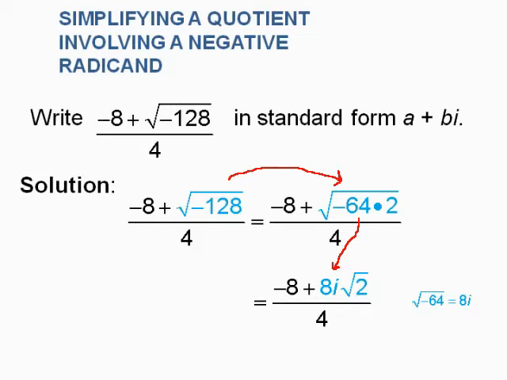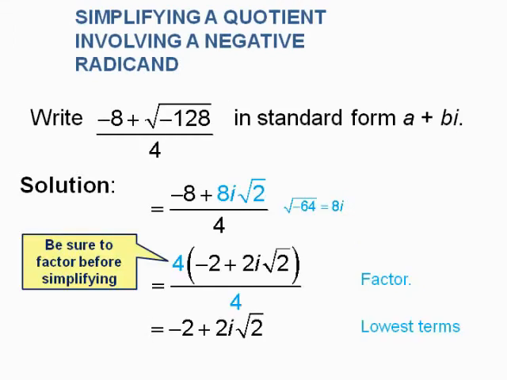I don't think so, because remember, Descartes said you must write all of these answers in the form a plus bi. So we're going to continue here and show you that you can factor out a 4 in the numerator here, which will give you, if you factor this out, negative 2 plus 2i times the square root of 2. And of course, you could check this by distributing. And then the 4's would cancel out, giving you this standard form, a plus bi.